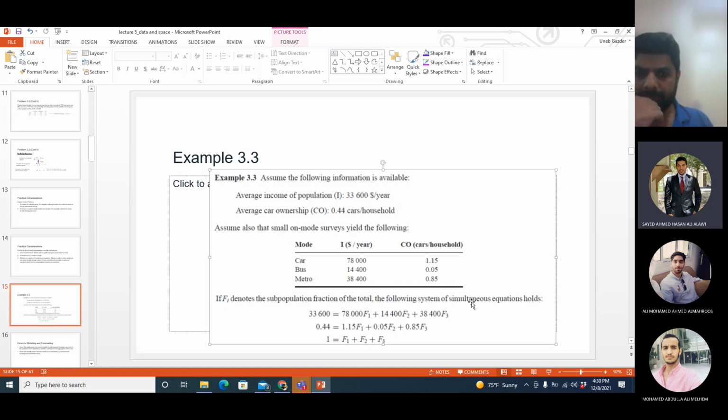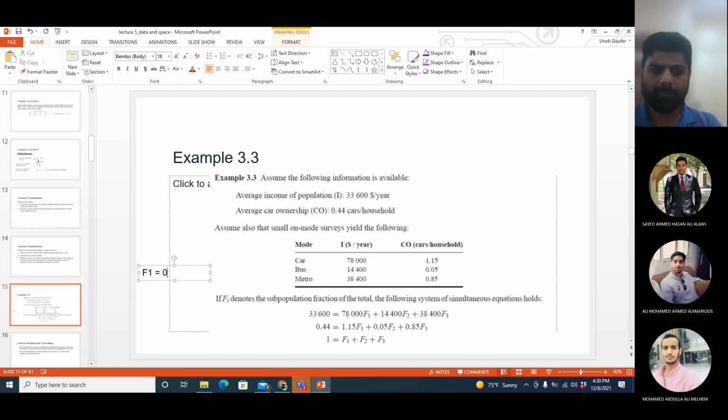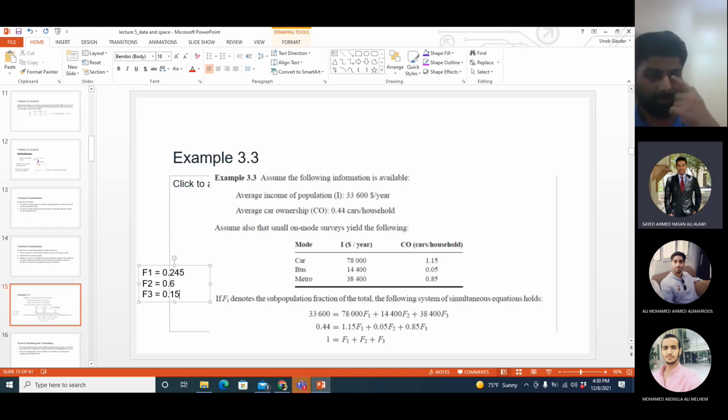F1 0.245. Okay. F2 0.6. F3 0.15. Okay, if you calculate F1 and F2, then F3 will be just 1 minus these two values, right? Okay, now this means what? In the entire population, there are 24.5% car users, 60% bus users, and 15% metro users.